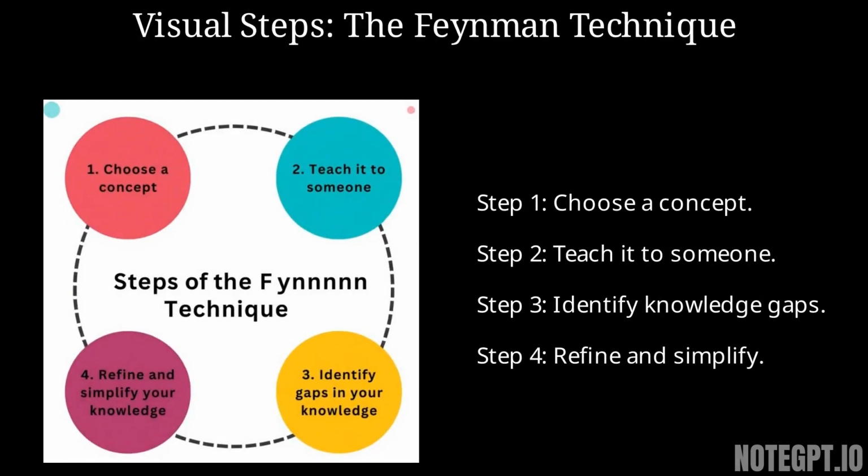Visual guides summarize the 4 steps of the Feynman Technique. Choose a concept, teach it, identify gaps, and refine your understanding. Sketches and diagrams can help illustrate and simplify complex ideas.